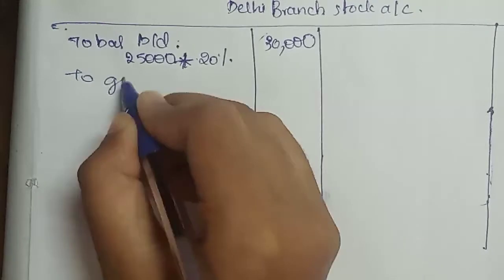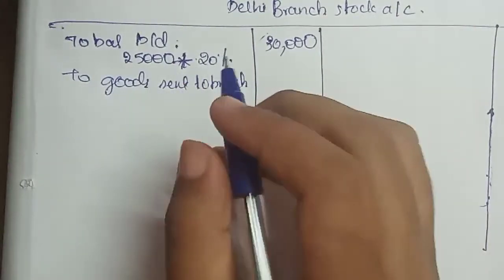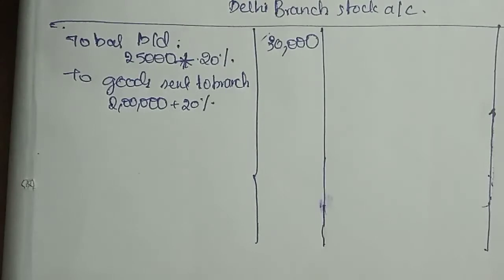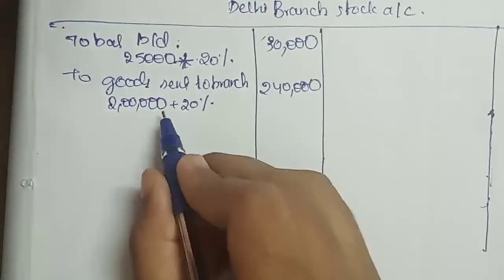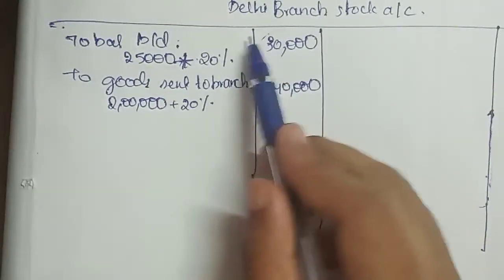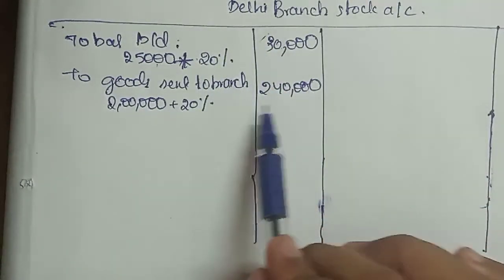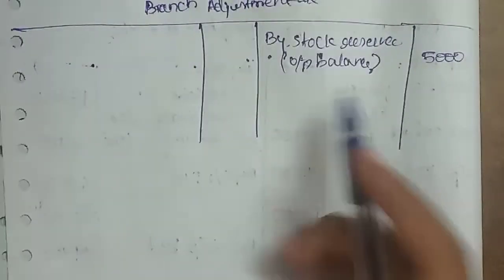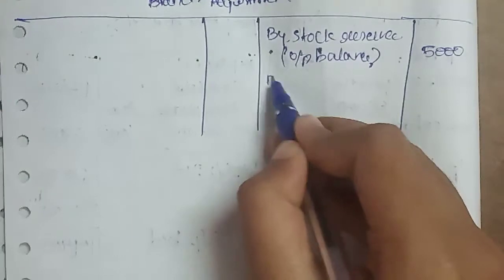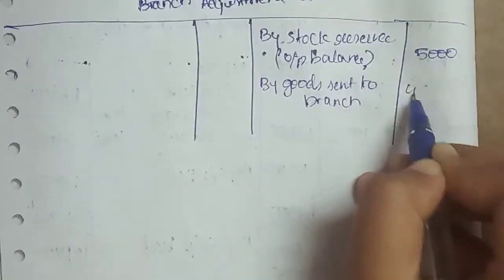Next, write goods sent to branch. That is sent at cost only, so it is 2 lakhs. Add 20% of it, so you get 2,40,000. So how much is the profit involved here? It is 40,000. Same thing you need to write in the branch adjustment account. What we did earlier, 30,000 minus 25,000, 5,000, you have credited to the branch adjustment account. Same thing should be done with this. You wrote it there as stock reserve because it was opening stock. Now you need to write it as goods sent to branch. How much is that? 40,000.